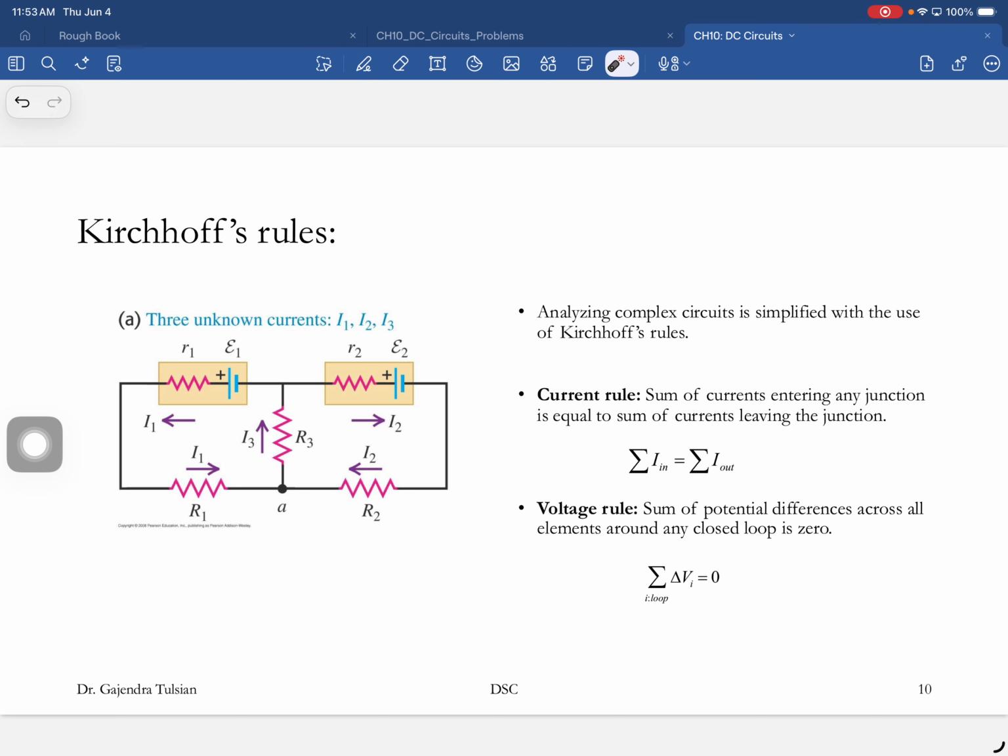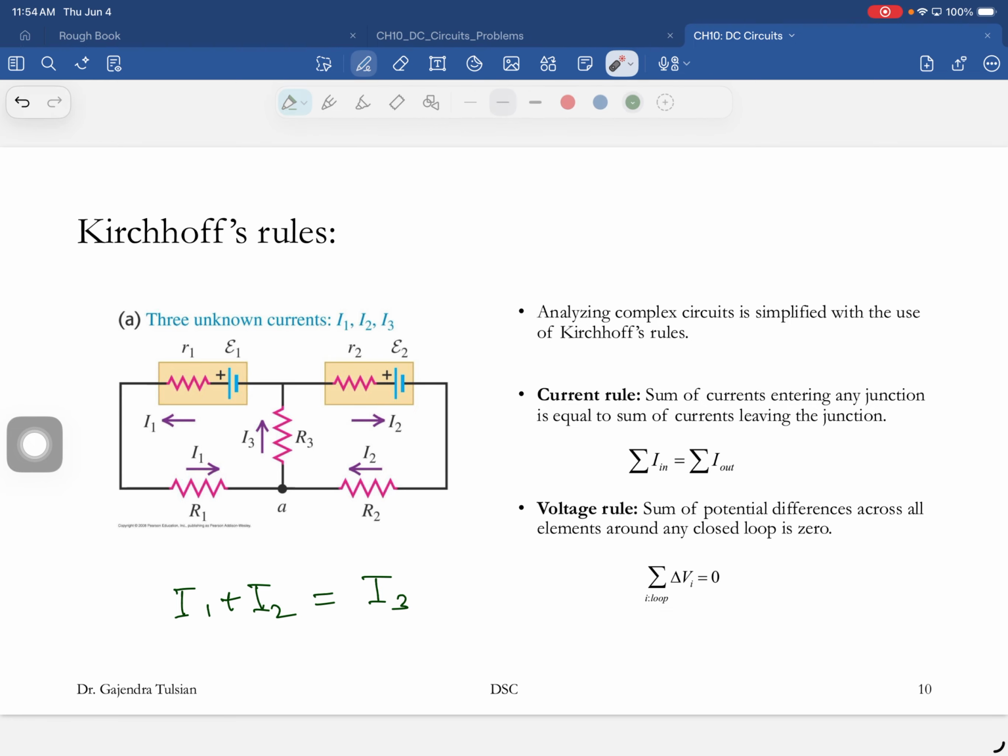The first rule is that the current flowing into a junction is equal to the current flowing out of the junction. That's a very simple rule. If currents are flowing in, charges are flowing in, and charges do not collect anywhere. So if charges are flowing in here, that's how much charge must flow out. That's the junction current rule. According to this rule, I1 and I2 are flowing in here, and I3 is flowing out here. So I1 plus I2 should equal I3.